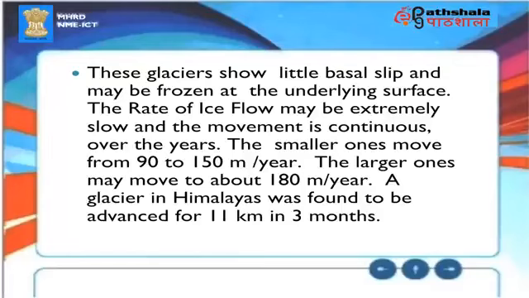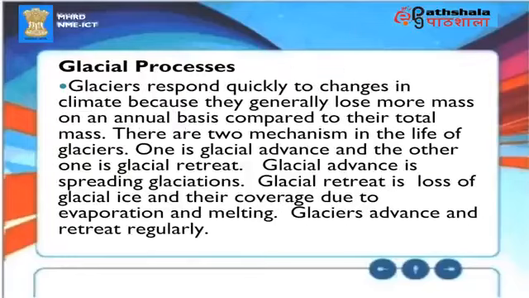The larger ones may move to about 180 meters per year. A glacier in Himalayas was found to have advanced 11 kilometers in 3 months. Glacial processes. Glaciers respond quickly to changes in climate because they generally lose more mass on an annual basis compared to their total mass. There are two mechanisms in the life of glaciers.